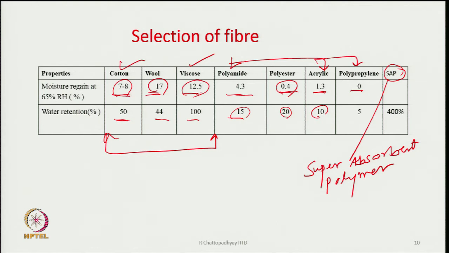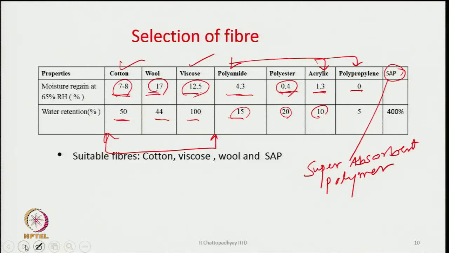since cellulose can quickly absorb the water within itself through diffusion, and between them also, if there are some pores. So, suitable fibers are these. SAP also will come. SAP can absorb 400% of its weight, water can be retained. It will absorb water and it can retain also.